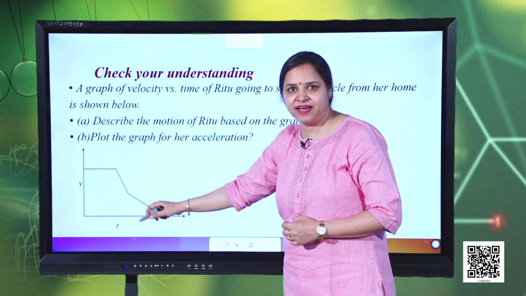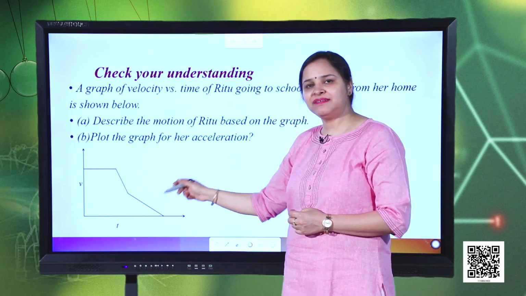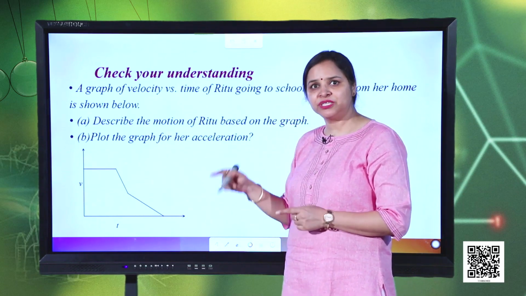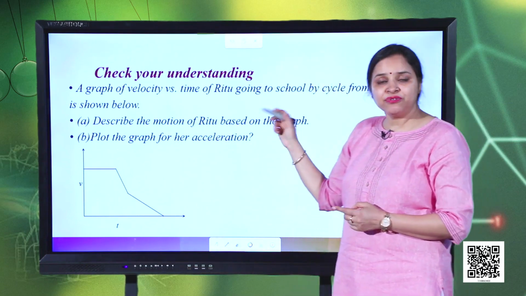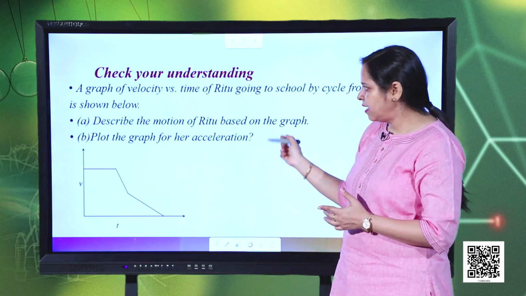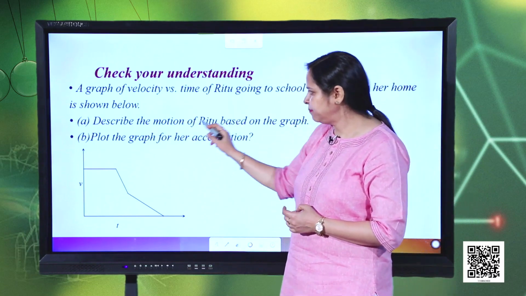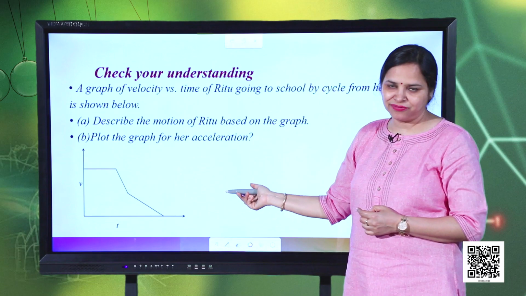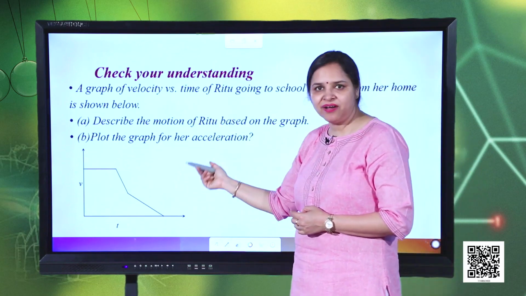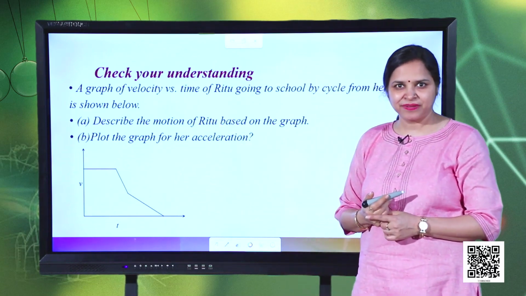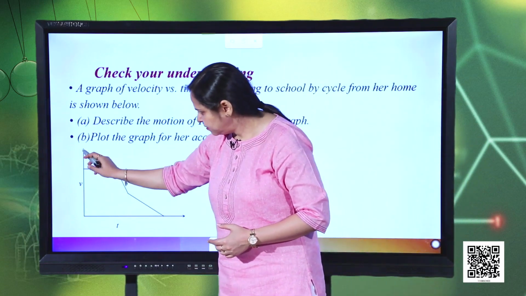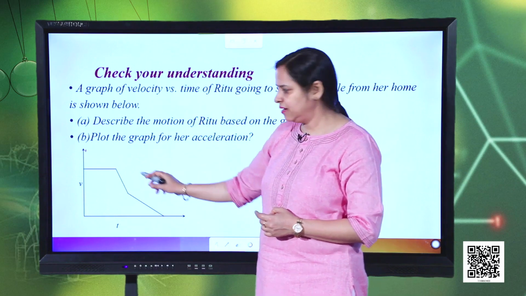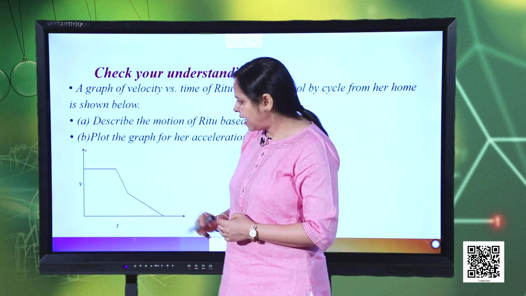Here you can see a velocity-time graph, plotted for the motion of Ritu, who is travelling to school from her home. Here we need to describe the motion of Ritu based on the graph. Secondly, we need to plot the graph for her acceleration as well. So, first of all let us study this graph. Along the x axis we have time, along the y axis we have velocity.